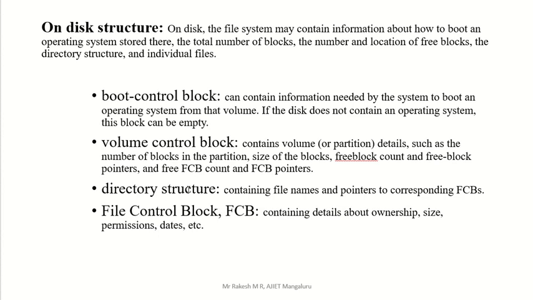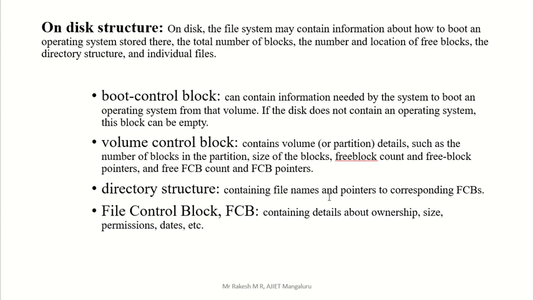Okay. Directory structure contains the file name and related information. And the last one, file control block, in short FCB. It contains details about ownership, size of a file, what permissions are given for that particular file, and date. Date means when you opened that file, when you closed that file, when you modified that file, when you created, deleted, every detail with the date is there in your file control block. So all information related to a file, owner, size, permission is there in the FCB.